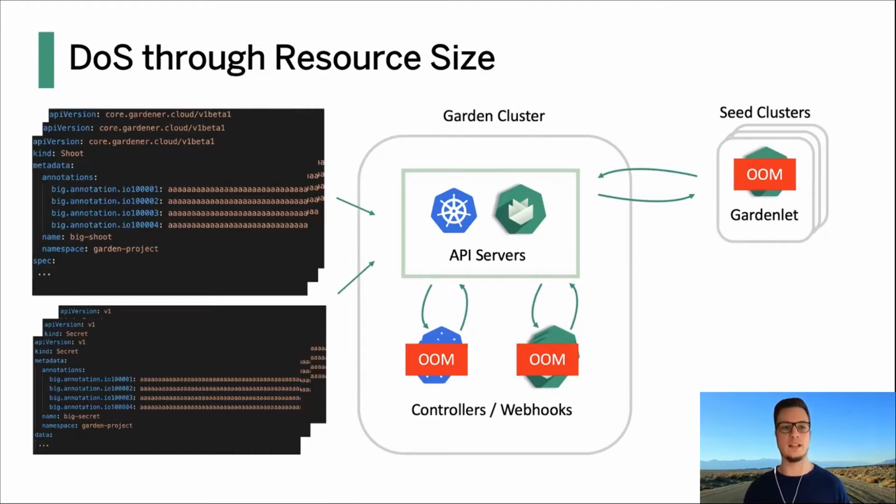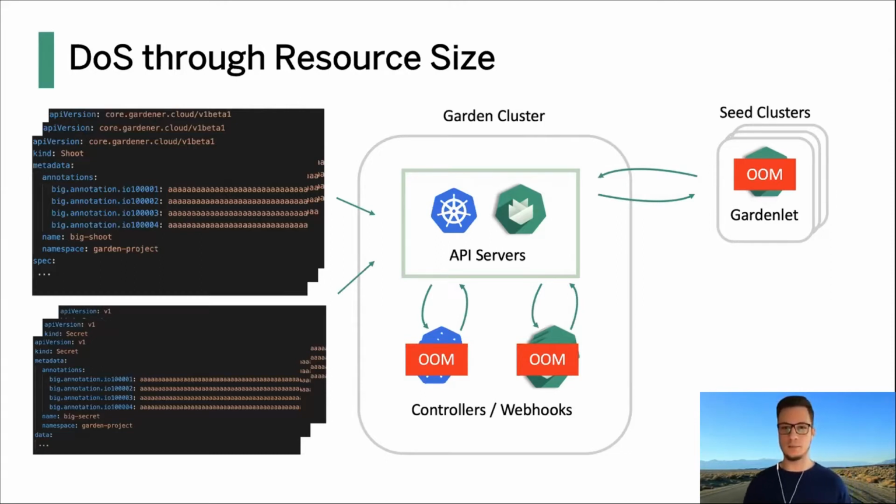You might say, okay, we have different scalability options in place, also automatic ones like the vertical pod autoscaler. But of course these features all have their limits, and we don't want to scale infinitely just because someone tries to DoS our system.